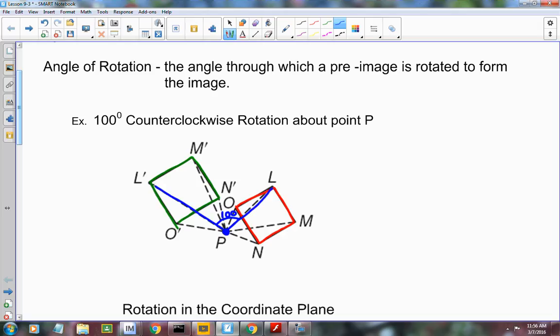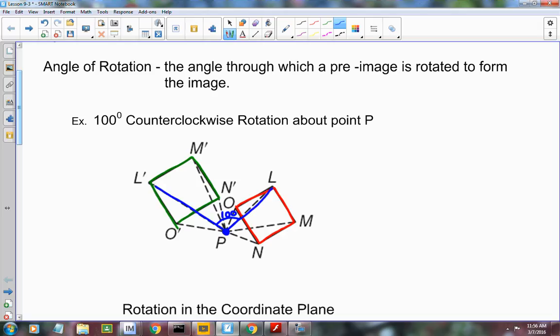And if I do that with each one of the points, I rotate them 100 degrees in the counterclockwise direction, and I keep that distance the same. Then the green image is congruent to the red pre-image, if I did that for each one of the points.